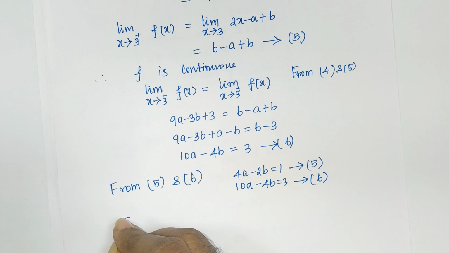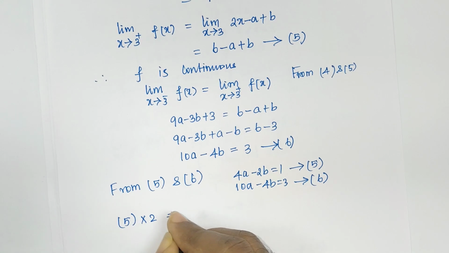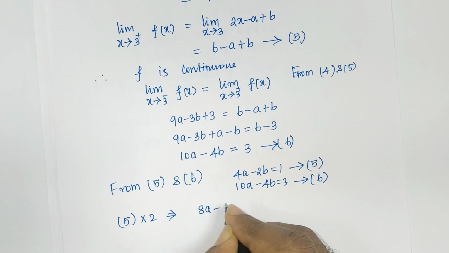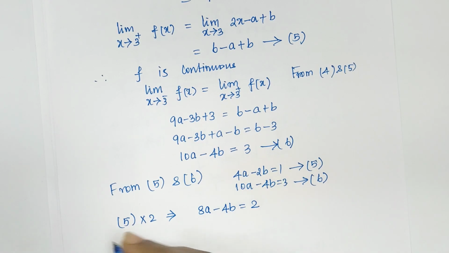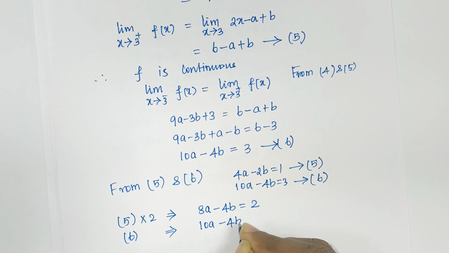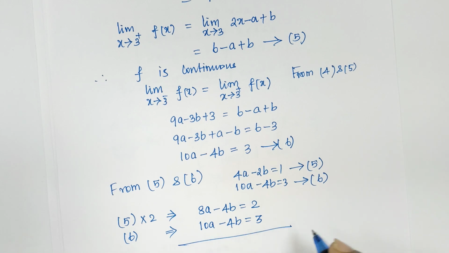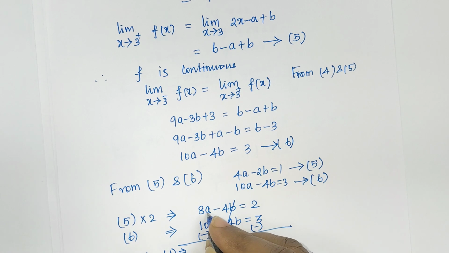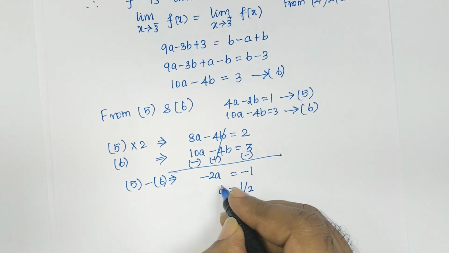From equation 3, I'm going to multiply by 2. So I'll get 8a minus 4b equal to 2. Equation 6 you can take as it is: 10a minus 4b equal to 3. Here I am going to eliminate the b term, so I am going to subtract these two equations. The signs will change: minus will change to plus, plus will change to minus. Minus and plus cancel off. 8a minus 10a is minus 2a, and 2 minus 3 is minus 1. So you will get a equal to 1 by 2.